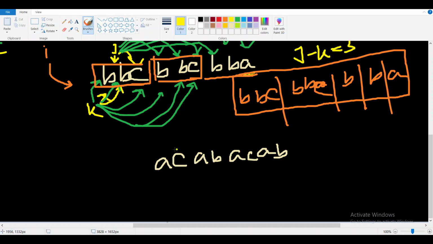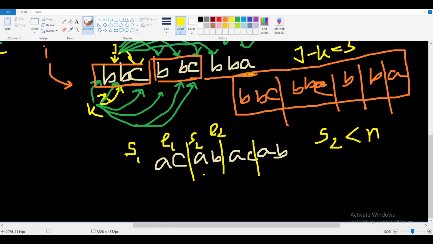I am not doing the Lyndon factorization here, but I think it will be something like AC, AB, and then again AC, and then AB. So we have to take the last Lyndon factor whose starting value, let's say this is S1 and E1, and this is S2 and E2, so we have to take the S2 value which is less than n. Then we can say that from this S2 to E2, this will be the smallest prefix of the cyclic shifts. So AB is the smallest prefix of the cyclic shifts.